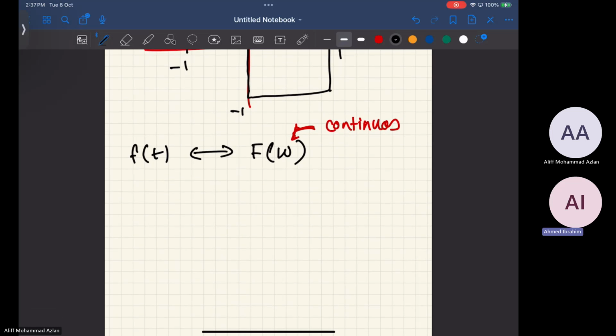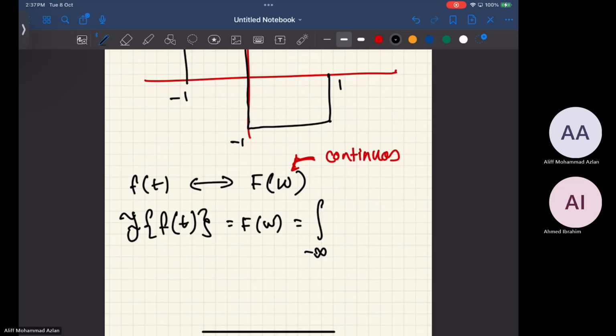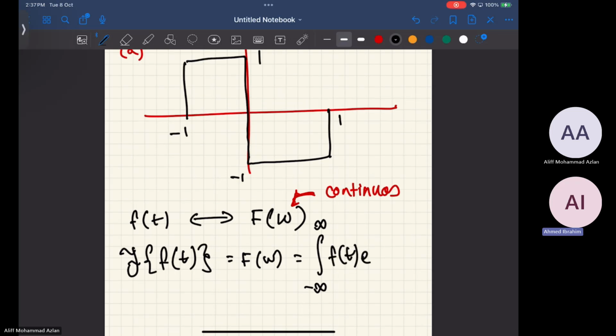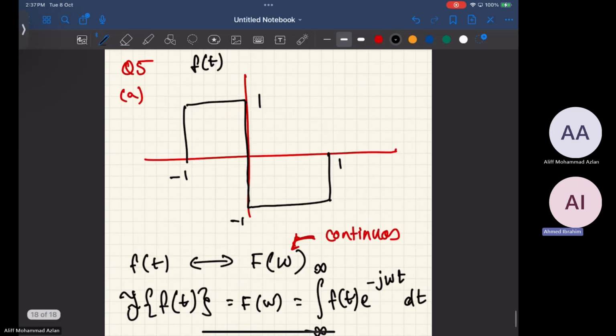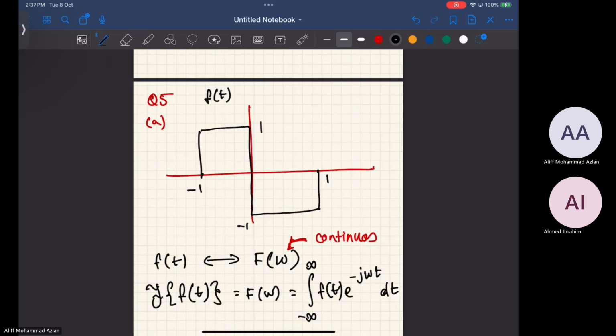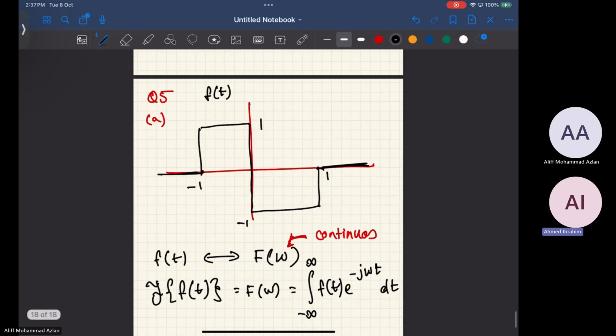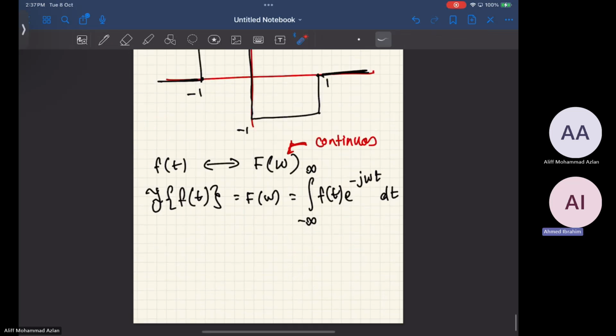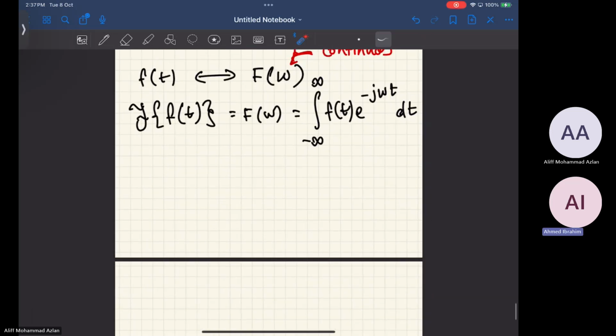To find the Fourier transform, which has notation like this, we just apply an integral that goes over all time of the function times e to the minus j omega t dt. So essentially, we just compute that integral. In this case, the function is 0 everywhere except here. So we have two sections to integrate. So we've got that one and this. So we're going to split that integral into two.